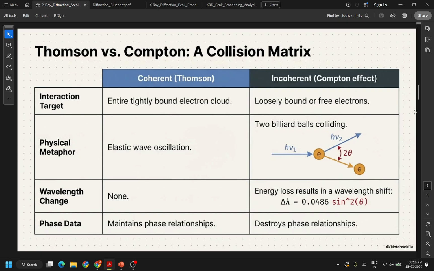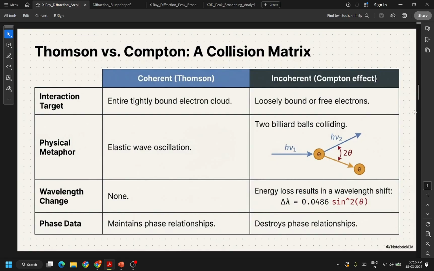So the coherent scattering is called Thomson scattering, and incoherent scattering is called Compton effect. Coherent scattering occurs when the X-rays fall on the tightly bound electron cloud, whereas incoherent scattering occurs on loosely bound or free electrons.